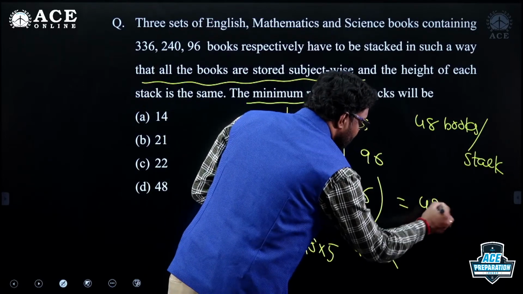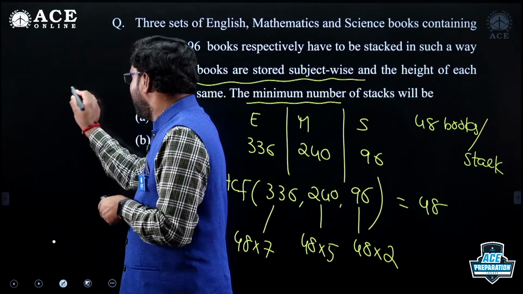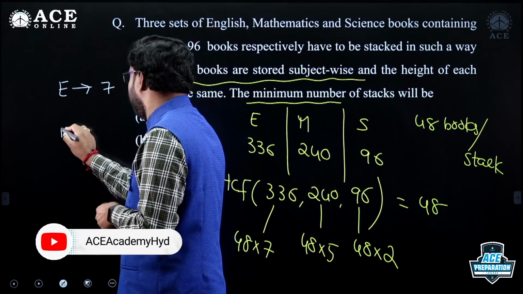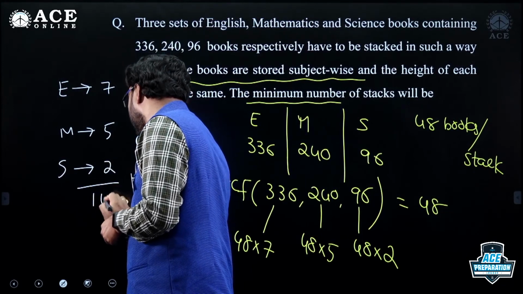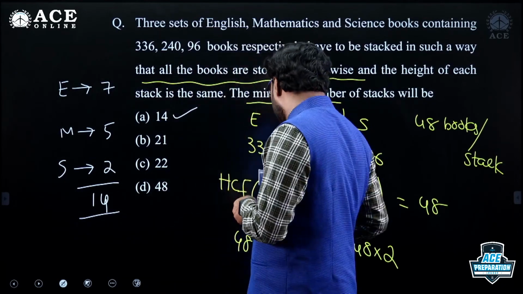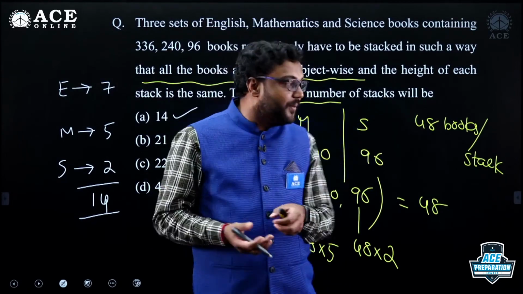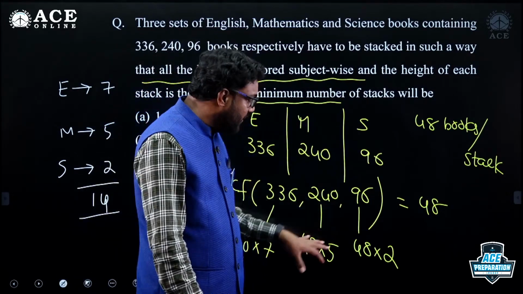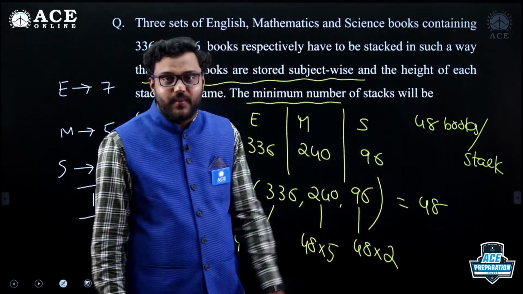48, okay, but number of stacks is nothing but, for English 7 required. For English you require 7 groups or 7 stacks. For Maths you require 5. For Science you require 2. Total number of stacks is nothing but 14. Option A. Some people make a mistake taking 24 as the HCF, then you will get 28. Okay, so you want more number of books. They did not mention it in the question, sir. How will you get minimum number of stacks then? If you want minimum number of stacks or racks or batches, you want more in each one, right?